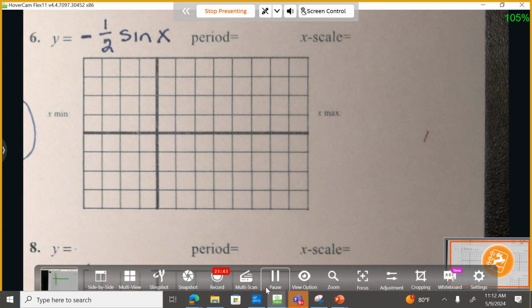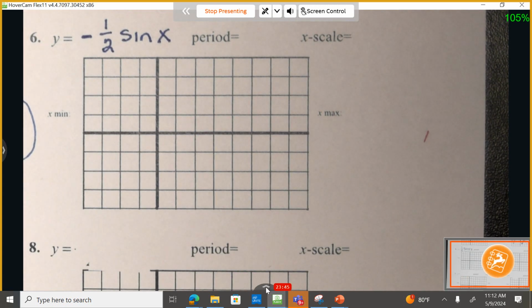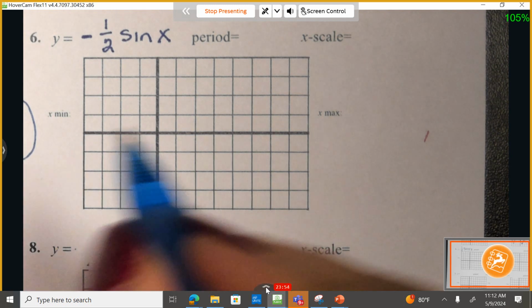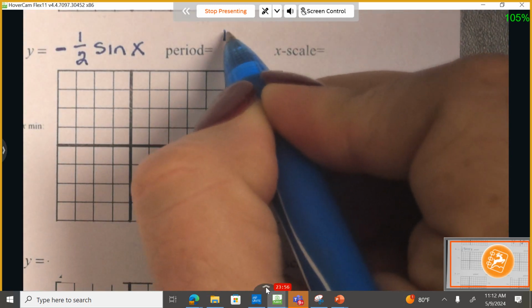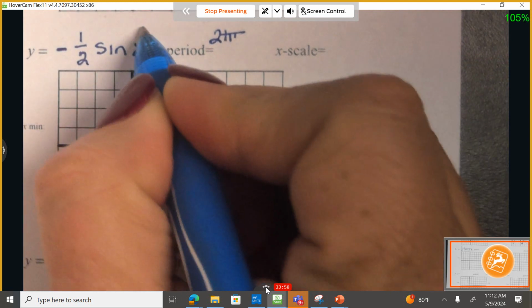Here's my first question. What's the very first step you should do? Let's get prepared like this is an actual quiz. So whether you did this or not, what is the first thing you should do? We should figure out the period length. So I'm going to come up here and I'm going to write 2 pi and I'm going to divide it by whatever's in front of the x.